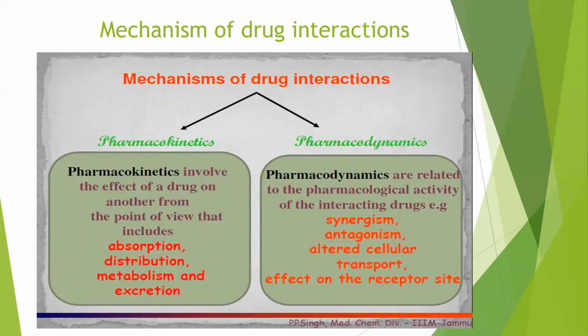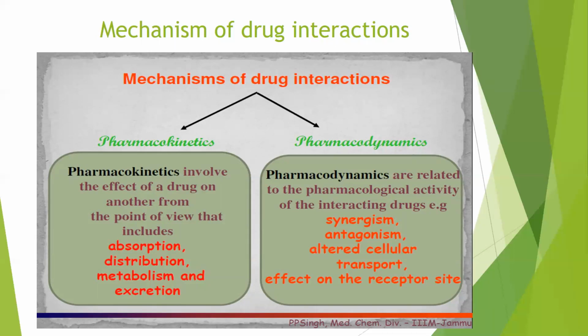So let's think a little about how these drug interactions occur. Why do they occur? These drug interactions most definitely can affect the pharmacokinetics and the pharmacodynamics. Pharmacokinetics are involved with the effect of a drug on another from the point of view that includes absorption, distribution, metabolism, and excretion, right? So we talked about that previously.